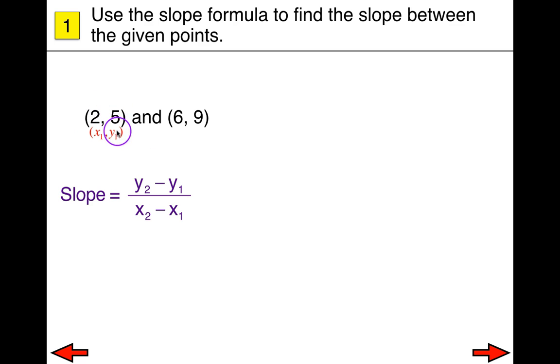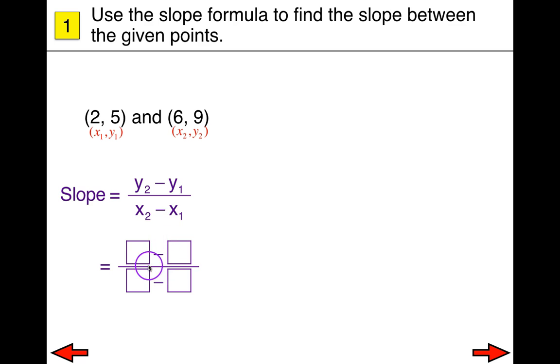Your first x, your first y. Here I'm going to call it x sub 2, y sub 2, and again, this basically means your second x and your second y. So now what I like to do is go ahead and put in boxes, and the reason why I do this is so that you don't accidentally lose your subtraction sign in between.